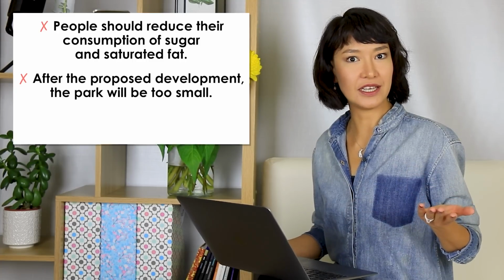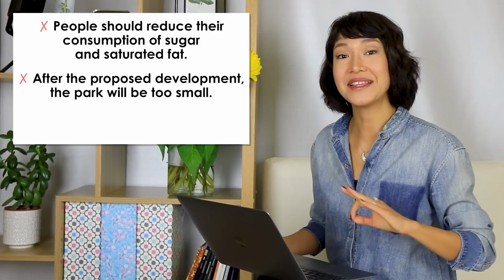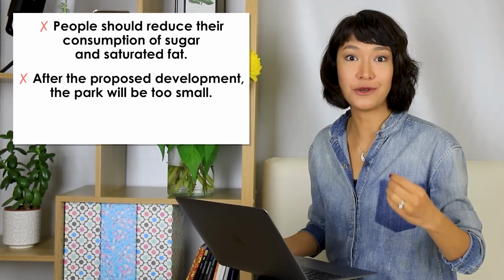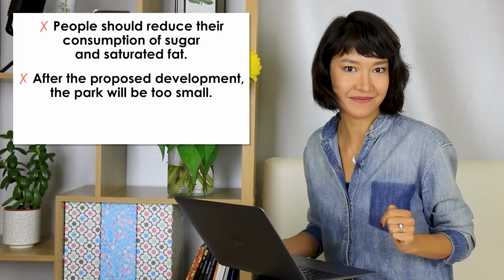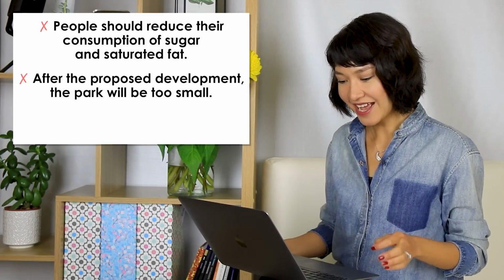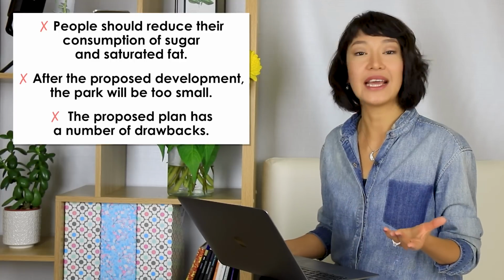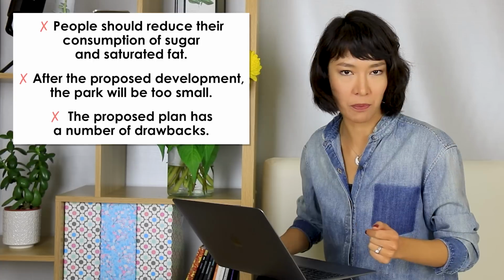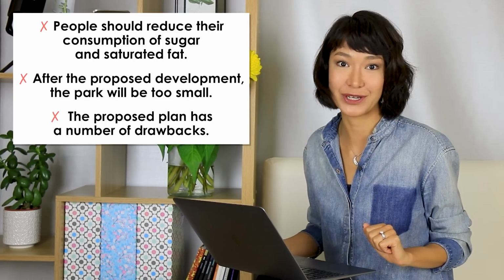Next. After the proposed development, the park will be too small. So who decides if it's too small or not? You do. So again, it's a judgment. Don't do that. Report it neutrally. The park will become smaller in size. Here is another one. The proposed plan has a number of drawbacks. Again, it's you deciding what is a benefit and what is a drawback. So don't include phrases like that in your task 1 report.